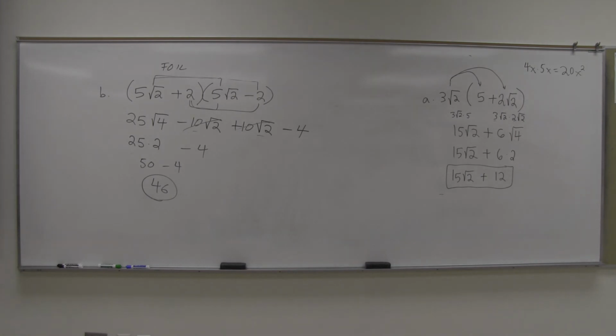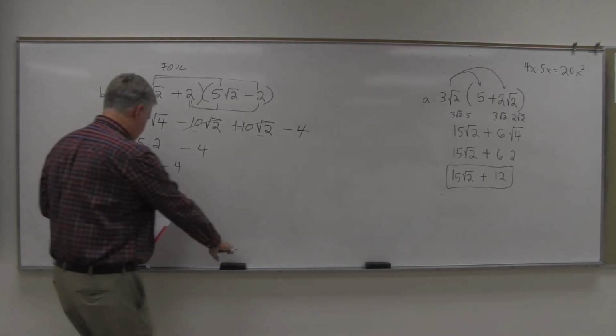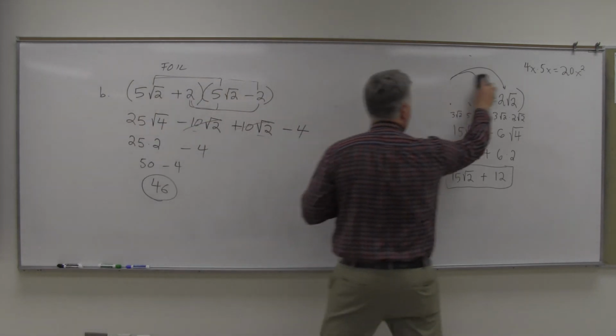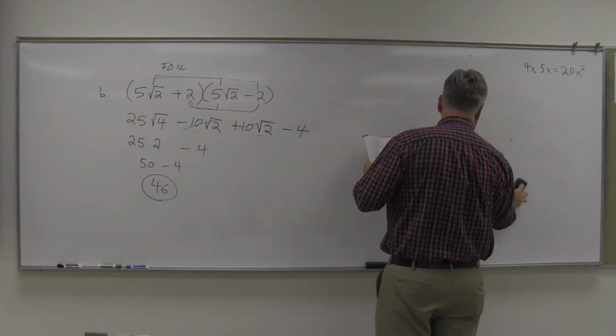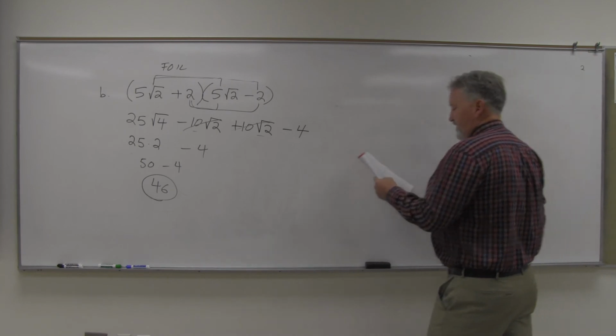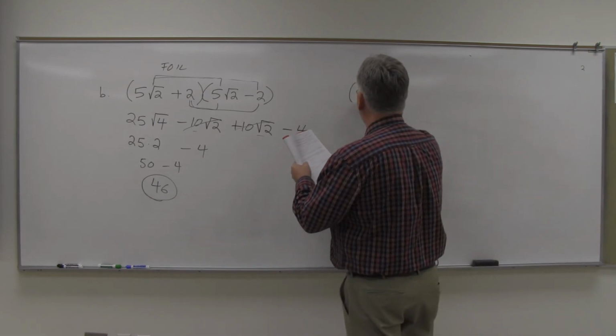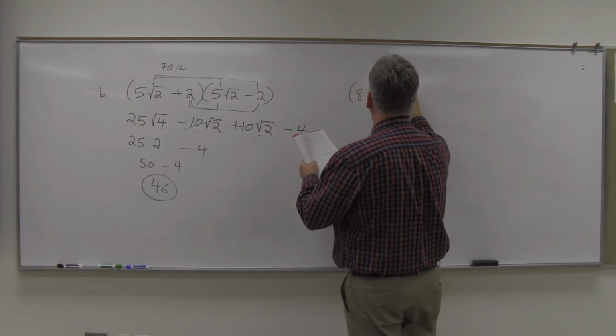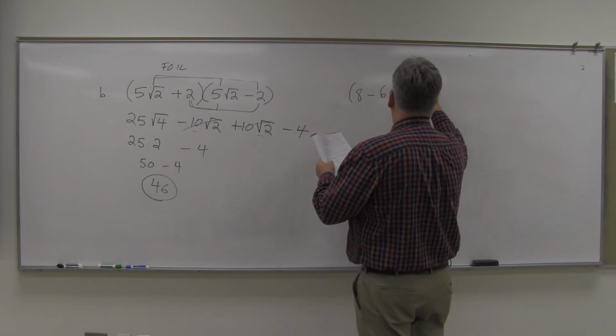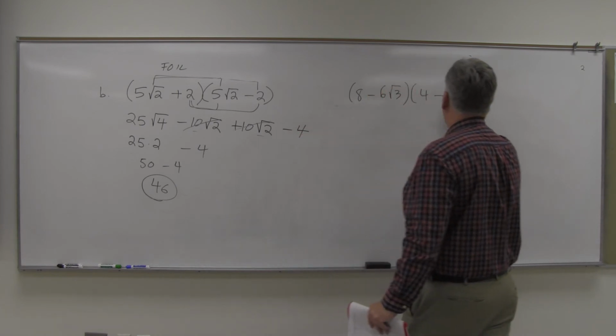Lots of nice things happen on that one. It doesn't always happen that nicely. Let me show you. This one's not on here, but I think you can get it right next to it, though. So let's do 8 minus 6 square root of 3, parentheses 4 minus square root of 3.